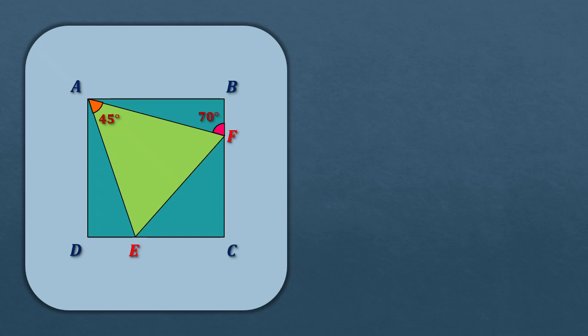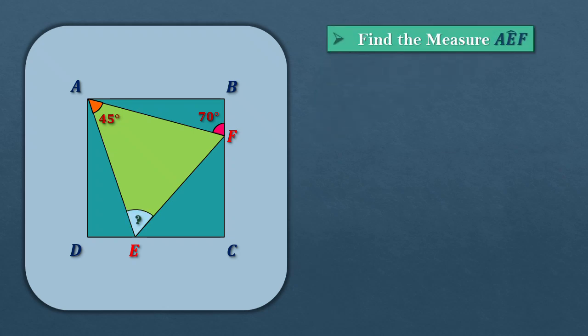In this problem, we work with a square labeled ABCD. Inside this square lies a triangle AFE such that point E is located on side DC and point F is located on side BC, exactly as shown in the accompanying diagram. The objective is to determine the measure of angle AEF. We are given that angle EAF equals 45 degrees and angle AFB equals 70 degrees.